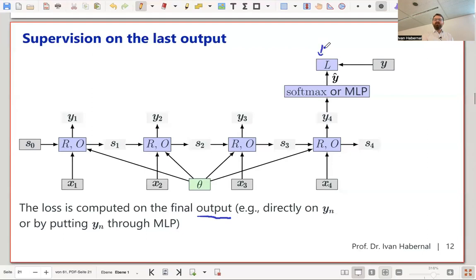What is this L? What is this node? Yeah, that's a loss. That's why it's called L. That's a loss. What is this?